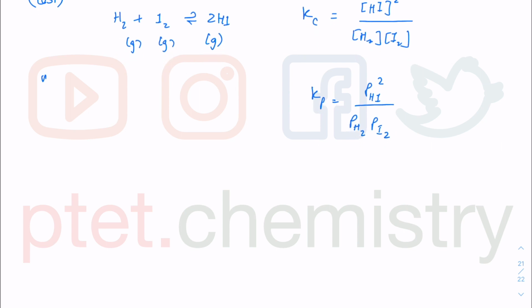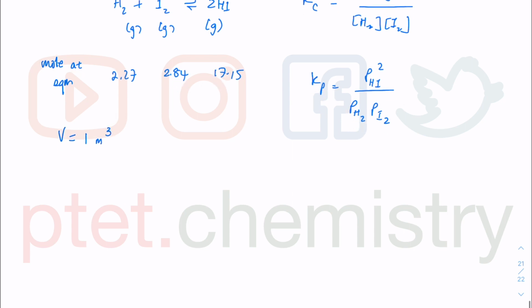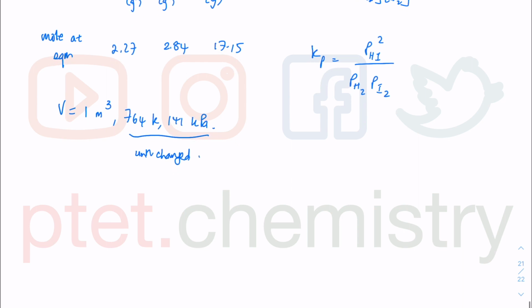What we have is the moles at equilibrium. They've given us some values: 2.27 mole for H2, 2.84 mole for I2, and 17.15 mole of HI. Then they say the volume is 1 m³. It's a closed cylinder, so they are in dynamic equilibrium. 764 Kelvin, 141 kilopascal. It doesn't look like anything has changed in terms of pressure and temperature. So let's try and work out Kc first of all.